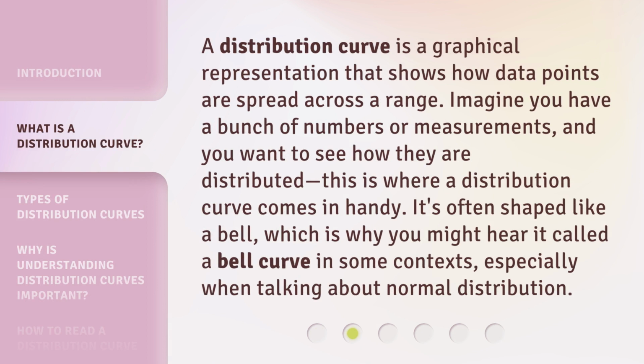A distribution curve is a graphical representation that shows how data points are spread across a range. Imagine you have a bunch of numbers or measurements, and you want to see how they are distributed. This is where a distribution curve comes in handy. It's often shaped like a bell, which is why you might hear it called a bell curve in some contexts, especially when talking about normal distribution.